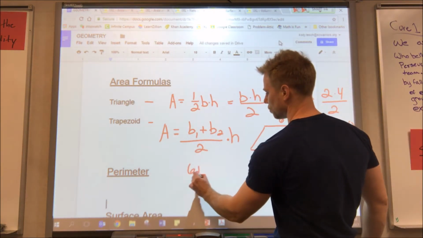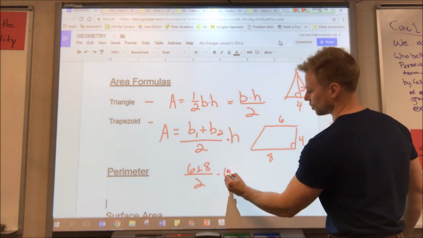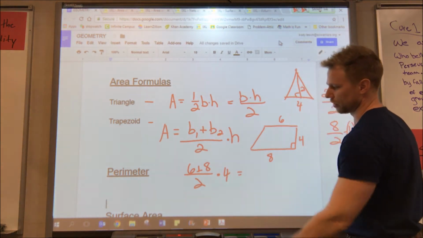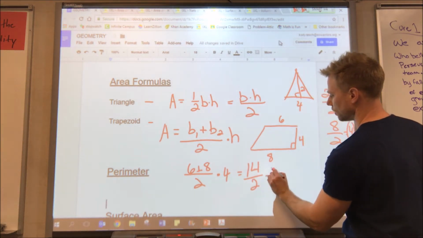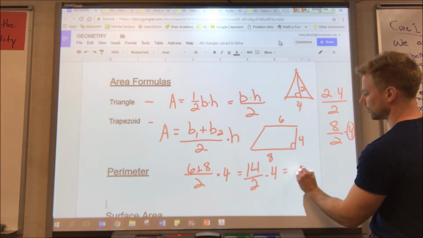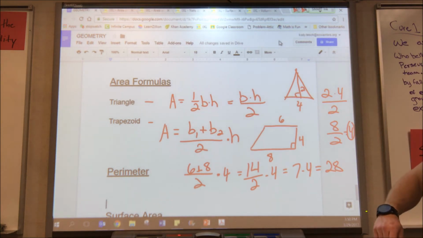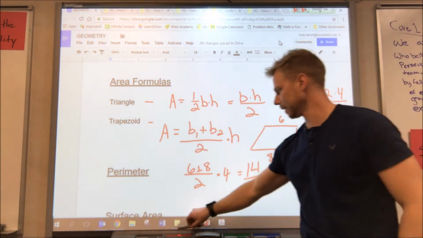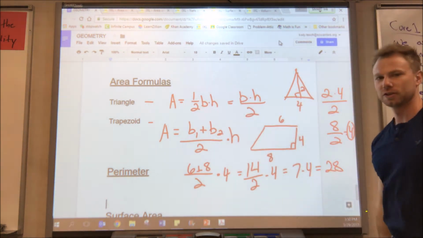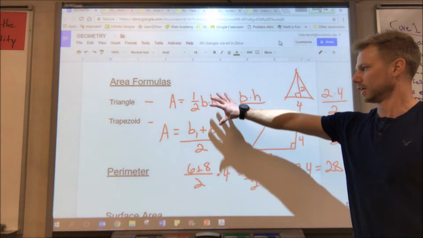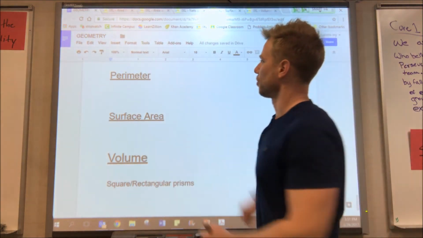So what we do is we add those two together, we divide by 2, and then we multiply by the height, which is 4, and then we simplify that. 6 plus 8 is 14, divided by 2, times 4. 14 divided by 2 is 7. 7 times 4 is 28. So the area of that trapezoid would be 28. So make sure you have these formulas written down and these examples so that you know how to use those formulas, because they're going to come up and you're going to need them in your notes in order to know how to solve. All right, and then we have perimeter.